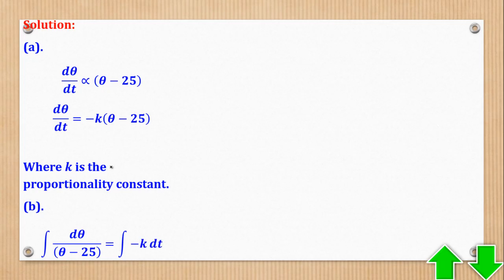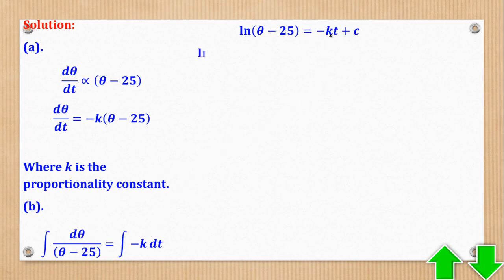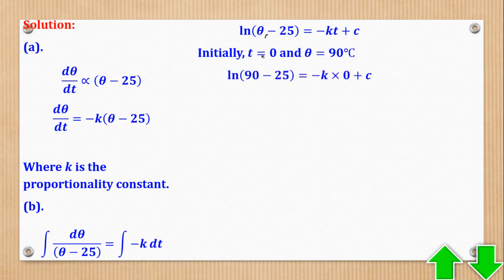Then part B, now we are going to solve. Rearrange. Put this dt this side and this theta this side and put integrals on both sides. Then when you integrate, this gives you ln that, this gives you negative kt plus c. So initially t is equal to 0 and theta is equal to 90. So substitute for theta and for t to get the value of c. Then replace c in this equation.